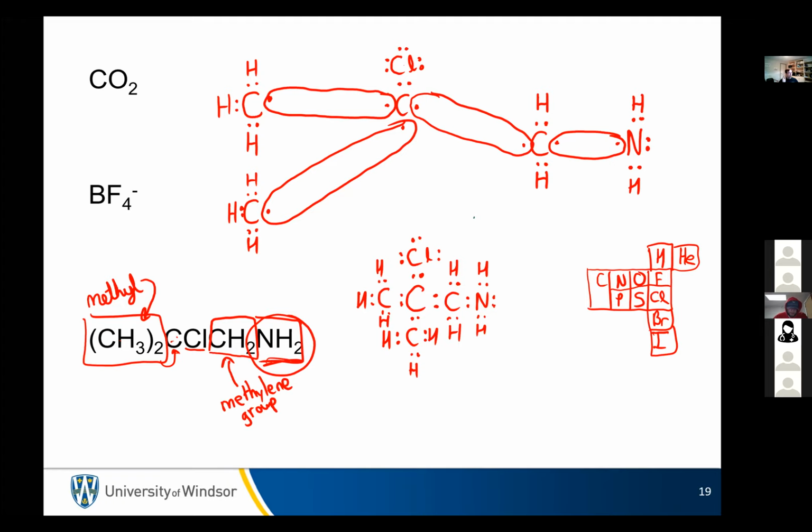The least electronegative atom goes in the middle. Cool. And even then, that is a rule of thumb. It can be wrong. I can come up with some examples that are wrong just to mess with you. Naming Lewis structures.